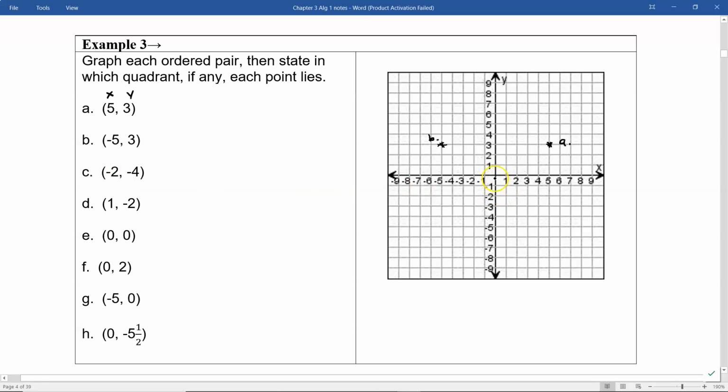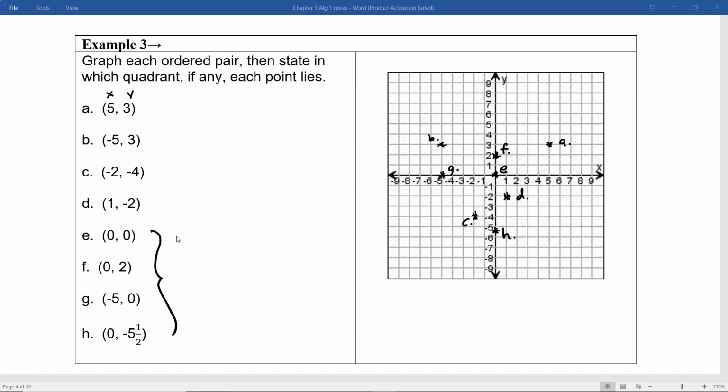So C is going to be -2, so that's 2 to the left on the x-axis, and then -4, so that's 4 going down on the y-axis. So 1, 2, 3, 4. This point right here. This is our C. And then the last one I'll walk you through is D. So D is 1 to the right and 2 down. So 1 and then 1, 2. D is right here. Alright, so I want you to go ahead, pause the video, try to map out E through H, and then I'll show you the solutions.